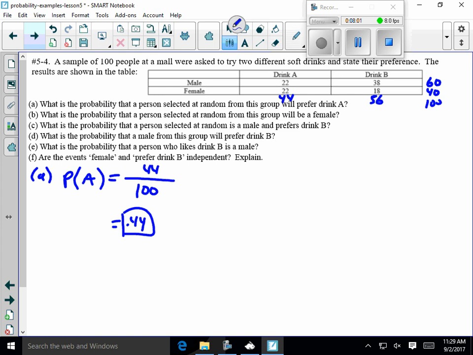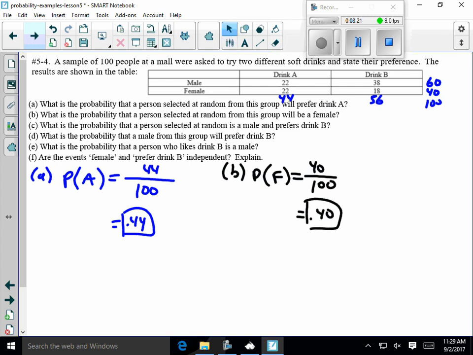Okay, for part B, this one says what's the probability that the person will be a female? So I could write that this way, the probability that they're a female. And so again, that's a simple probability. That means out of all 100, I would take the total number of females, which is 40, and so that would turn out to be 0.40. So those 2 are simple probabilities, definitely out of 100.